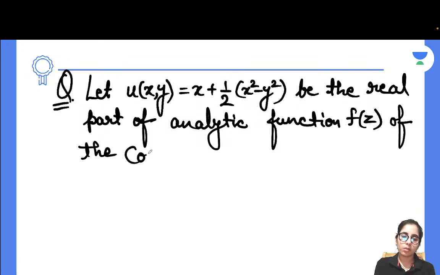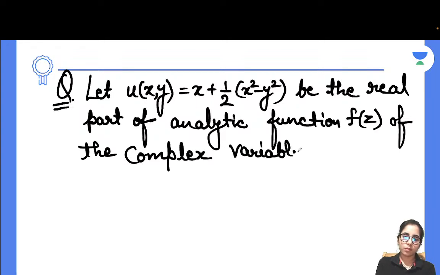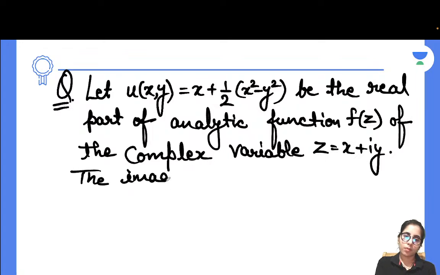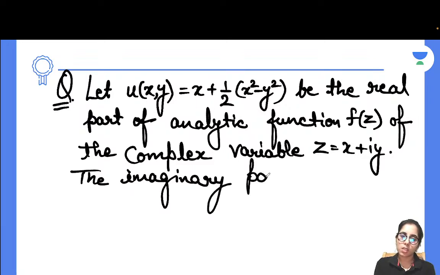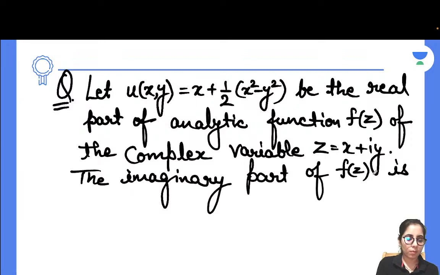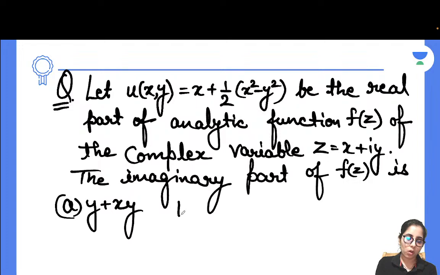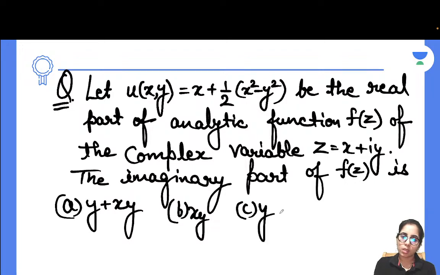Complex variable, which is going to be z is equal to x plus iota y. The imaginary part of f(z) is. Options are: y plus xy, or just xy, or y, or it's going to be y square minus x square.